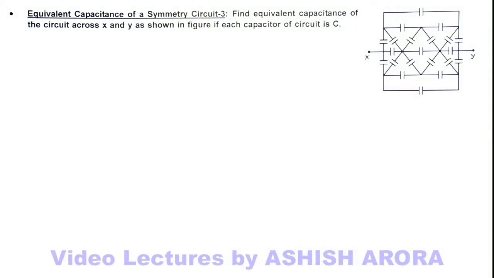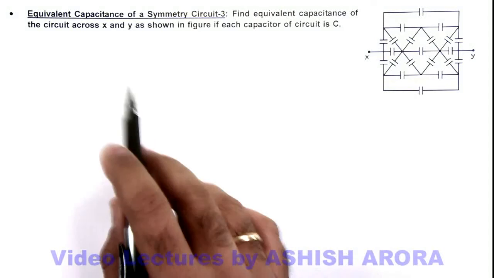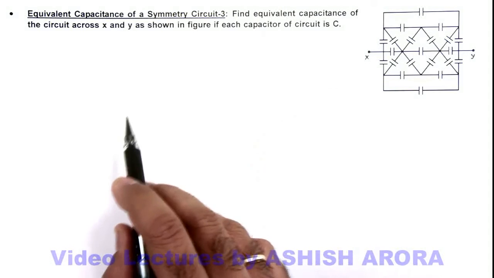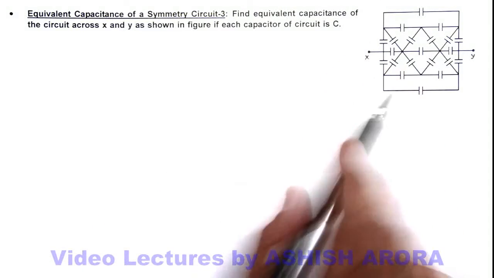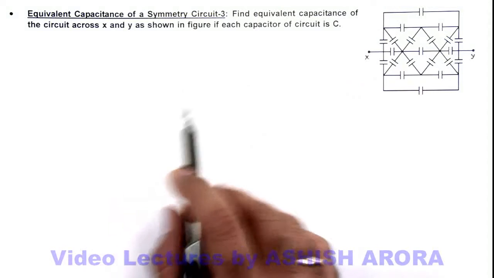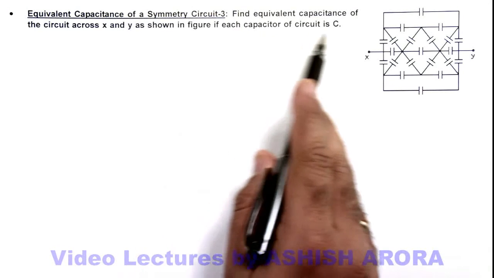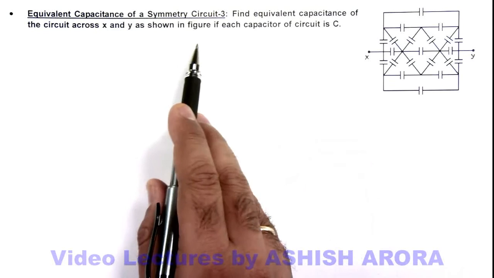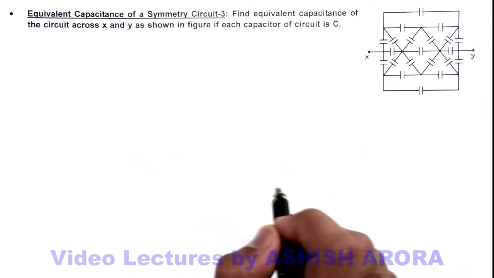Here is another illustration on equivalent capacitance of symmetry circuits. Here you can see a network of capacitors is given, and we are required to find the equivalent capacitance of the circuit across terminals X and Y as shown in the figure, if each capacitor is of capacitance C.